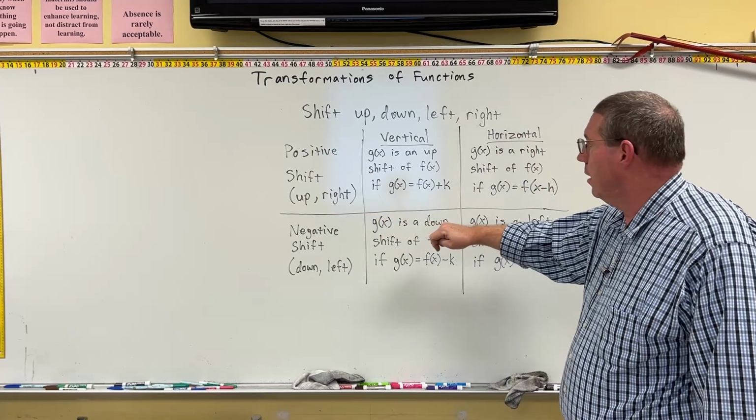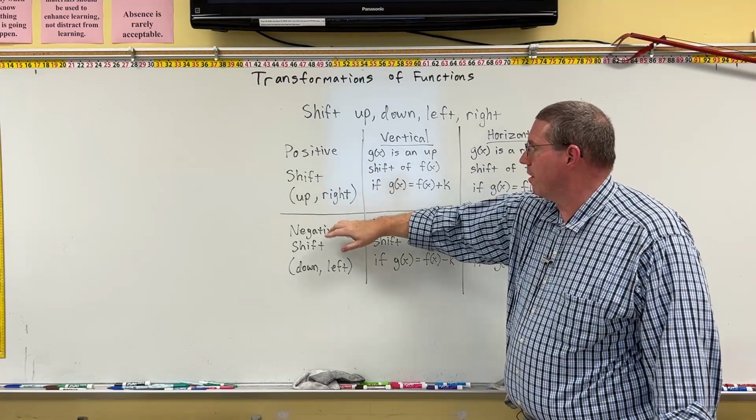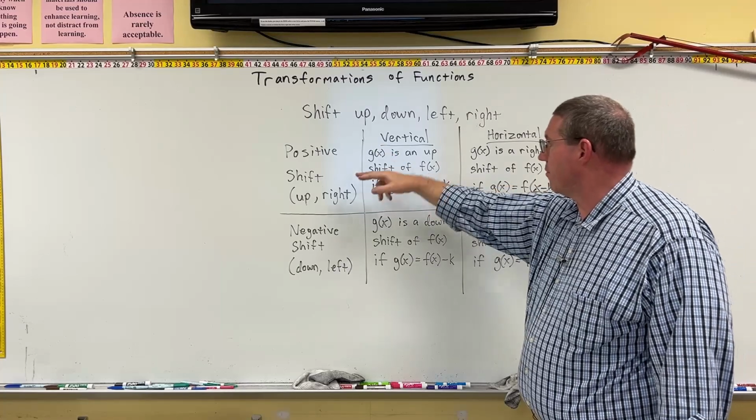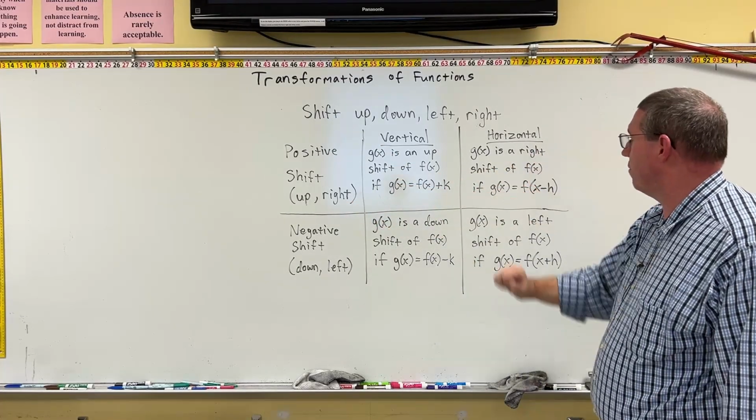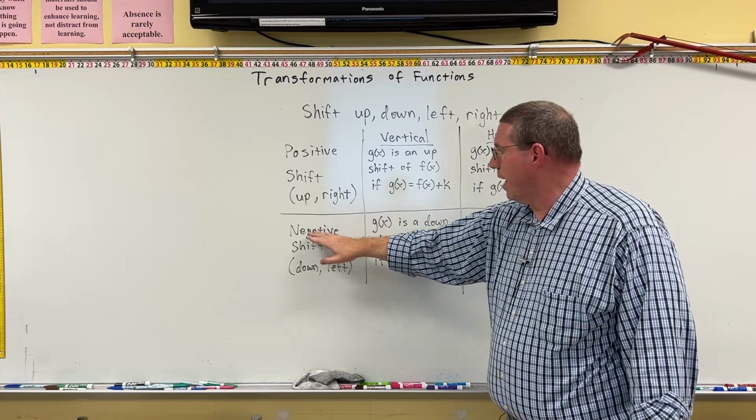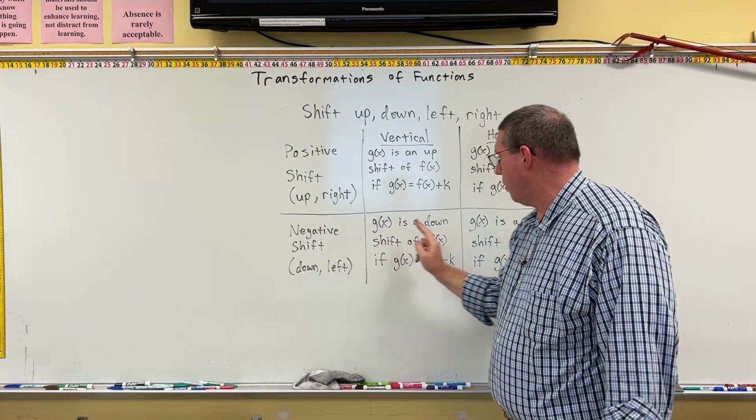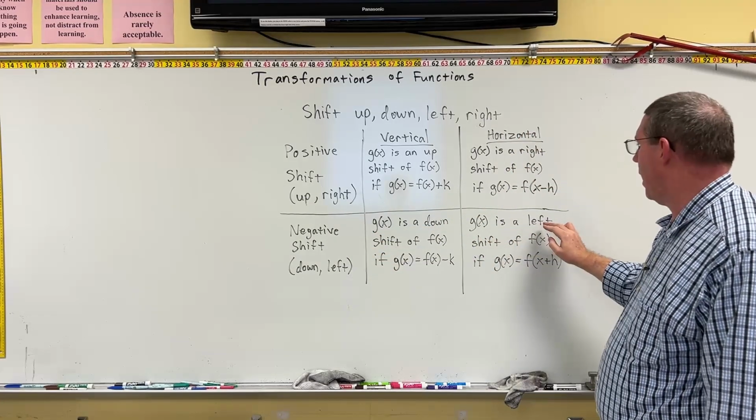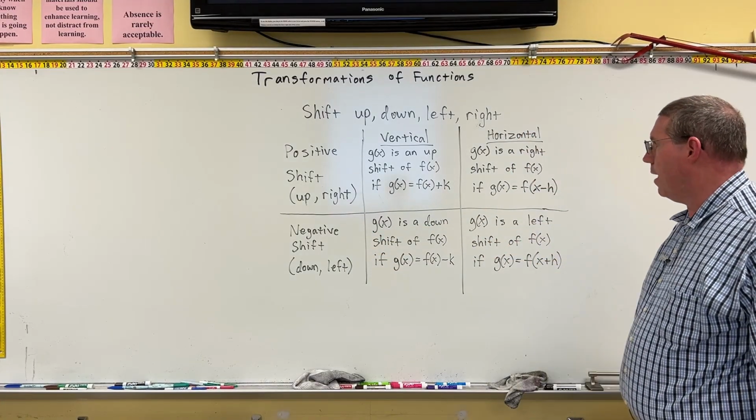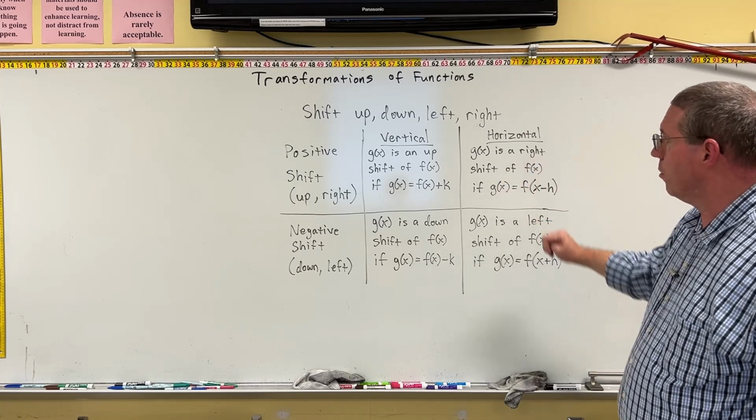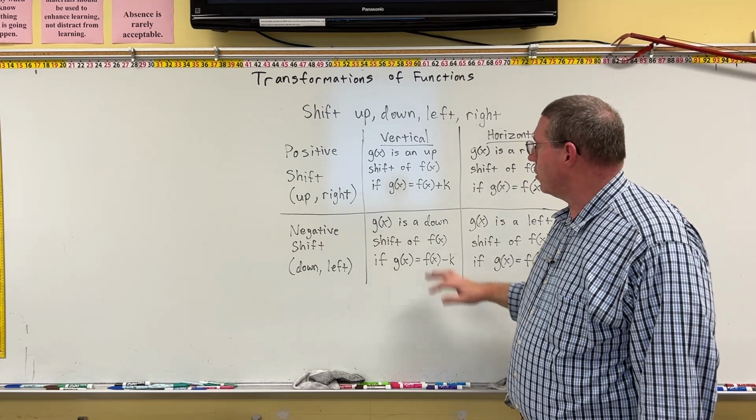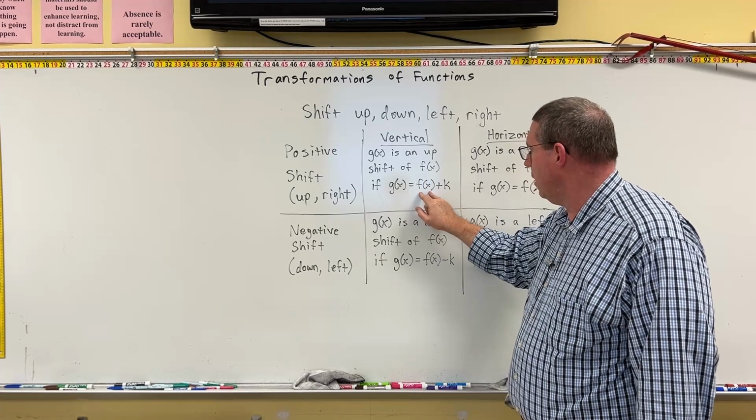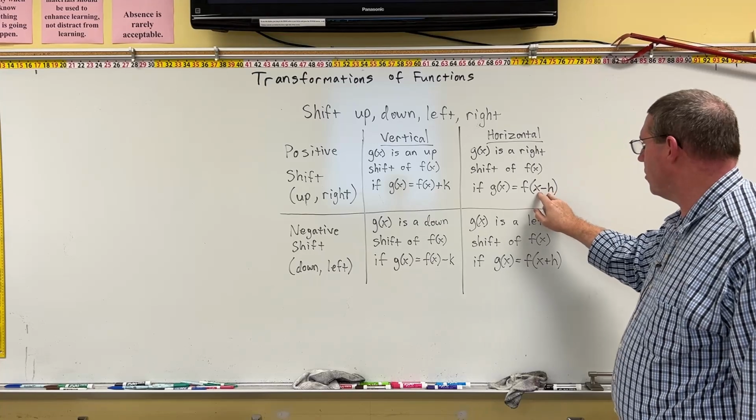or to the right. Okay, if it's a vertical positive shift, it's an upward shift, up shift. If it's a horizontal positive shift, it's a right shift, right shift. Or we can have a vertical negative shift, which would be down, a down shift. Or we can have a horizontal negative shift, which would be a left shift. Okay? And so once again, with the vertical and horizontal, we can see that the transformation is happening either to the whole function or it's happening just to the x.